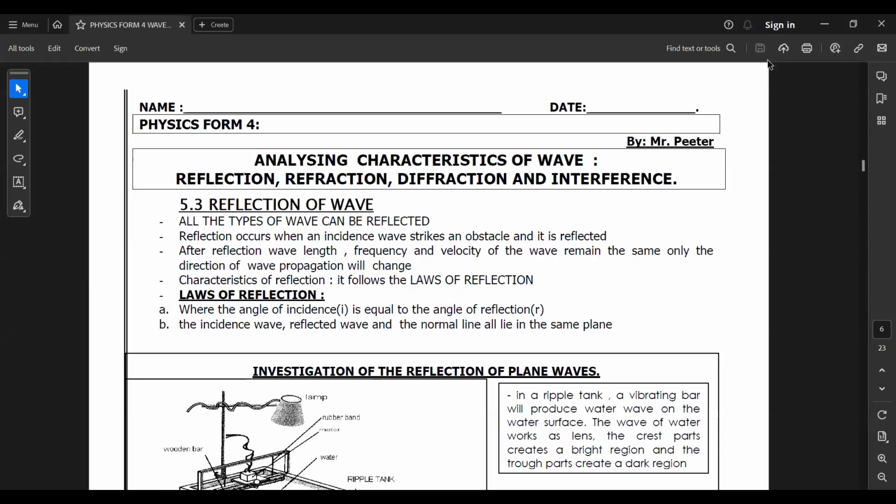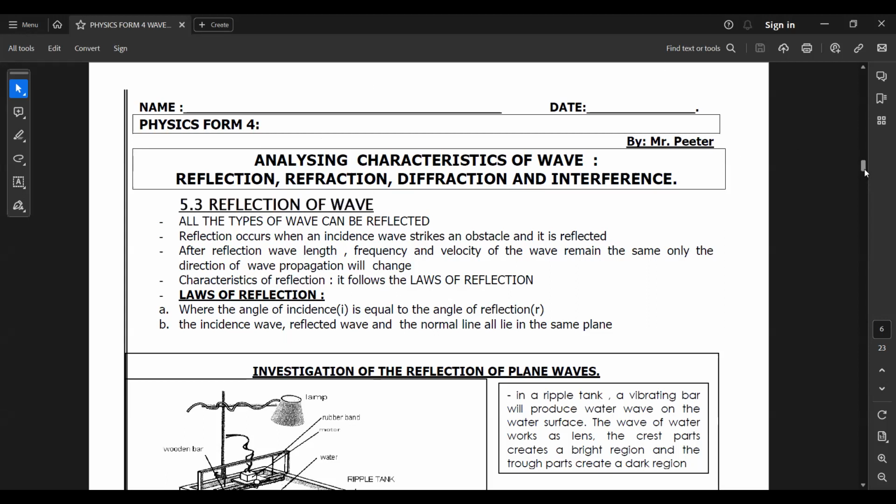Okay, let's see. First, the other four characteristics of waves will be reflection, refraction, diffraction, and interference. Okay, we start with reflection first. First idea of reflection.